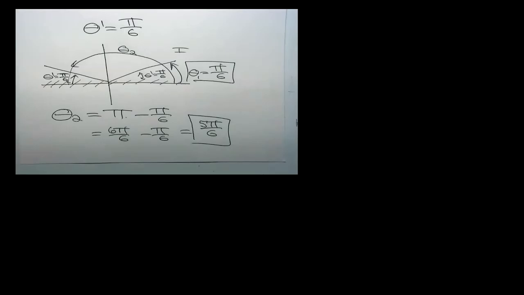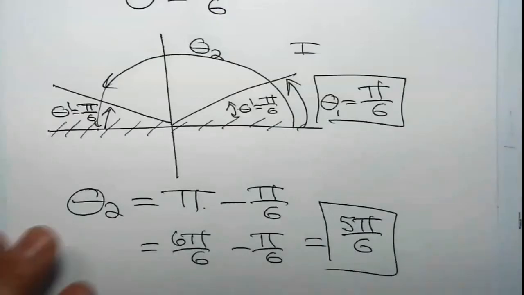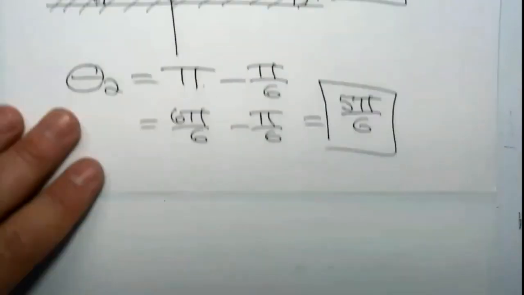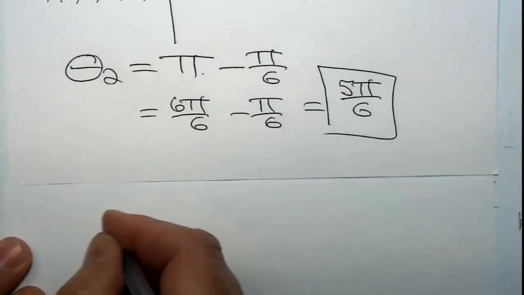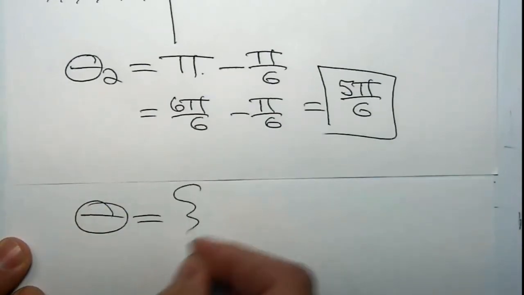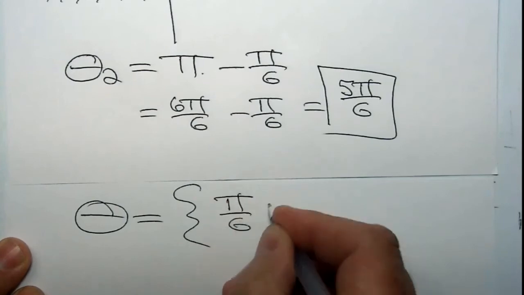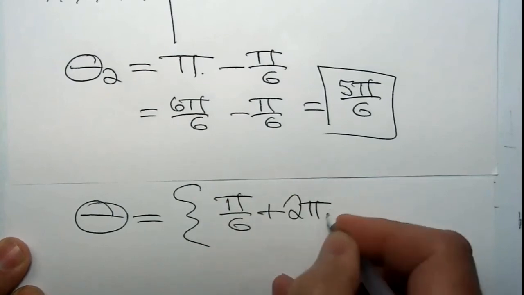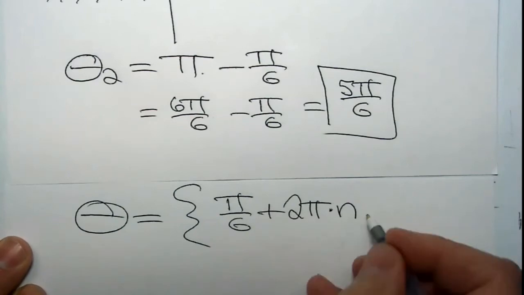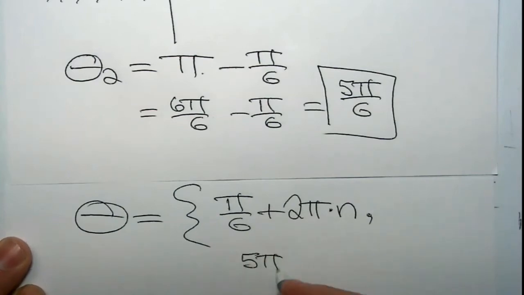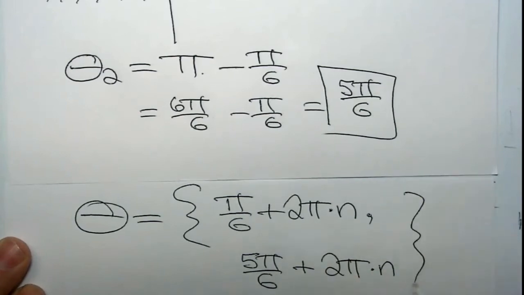So I do really want you to think this through in radians if you can. Not only that, those are not the only answers. Think about all the coterminal angles that would put the terminal ray in the same exact location. So the actual solution is right here. Pi over 6 plus 2 pi n, n being any integer you like, and 5 pi over 6 plus 2 pi n, where n is any integer you like.